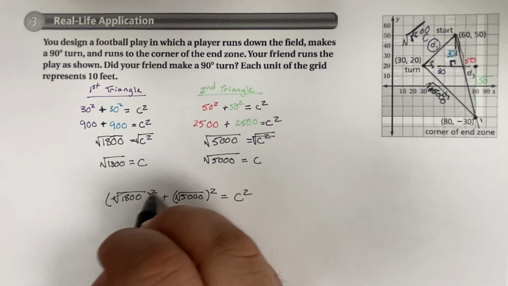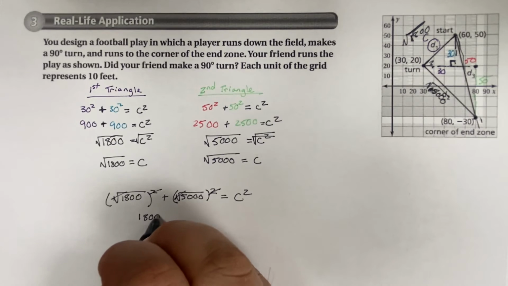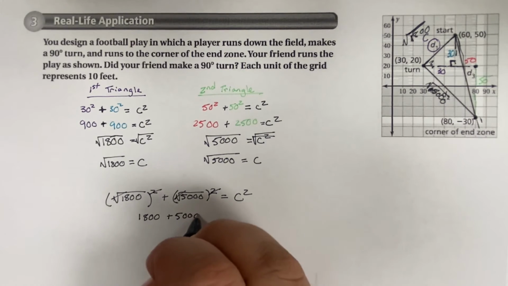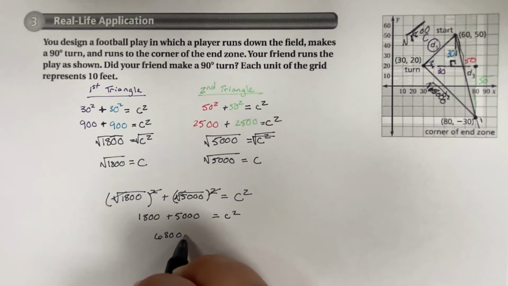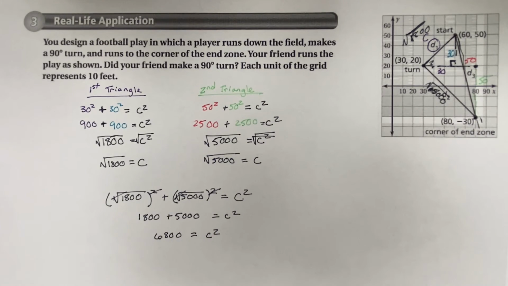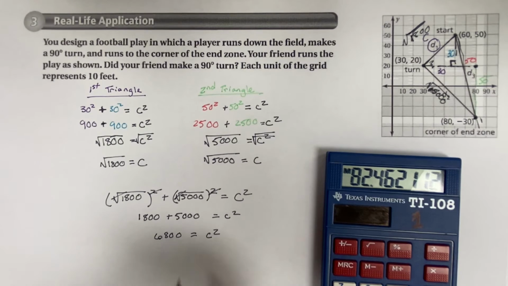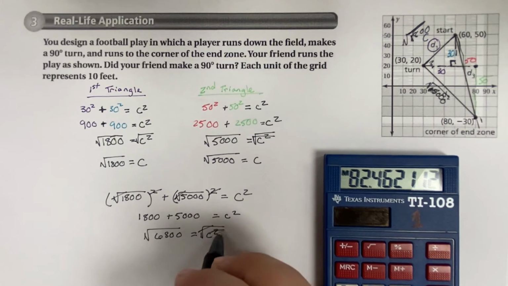this root cancels that exponent. This root cancels that exponent. So it's really just 1,800 plus 5,000 equals C squared. This equals 6,800. Sorry for rattling the camera. And now I can do 6,800 square root, and I get that nice weird number. Or I can leave it as is, and that's because I had to root both sides, so those cancel.